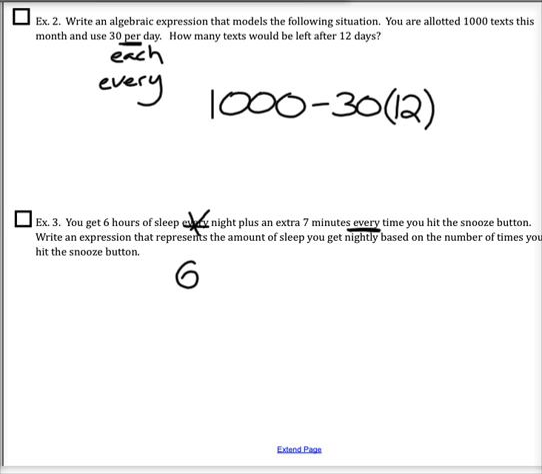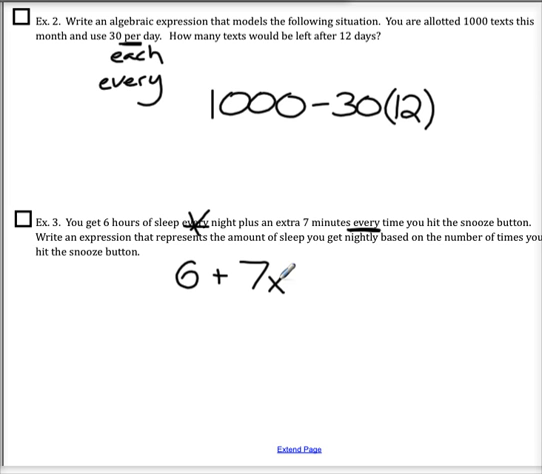All right, so again, there's that word "every," which I gave you on our list of special words to watch out for, okay? So we get an extra 7 minutes every time you hit the snooze button. Well, we don't know how many times we're going to hit the snooze button. We're writing an expression about it, and since we don't know how many times we hit it, that's going to be our variable, okay? That's going to be our x. Well, if you're hitting the snooze button, it means you're gaining sleep. You're getting more sleep. And again, that word "every" means you're taking that 7 minutes and multiplying it by the number of times you hit the snooze button.